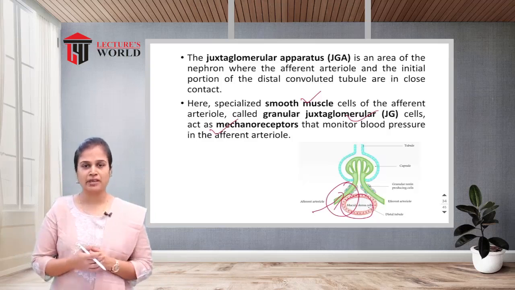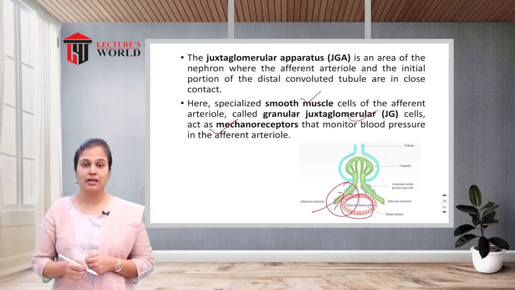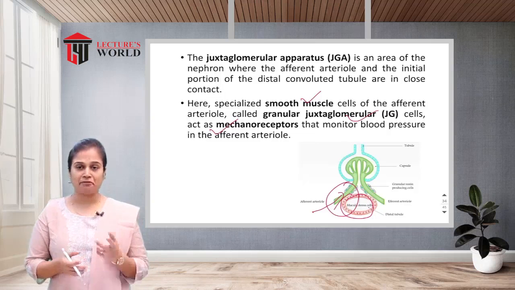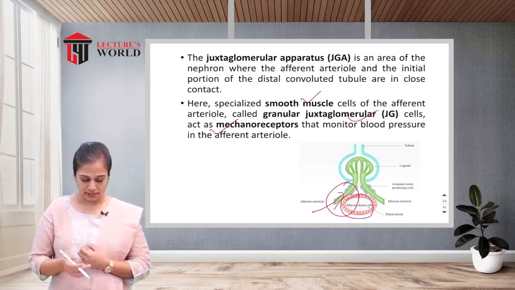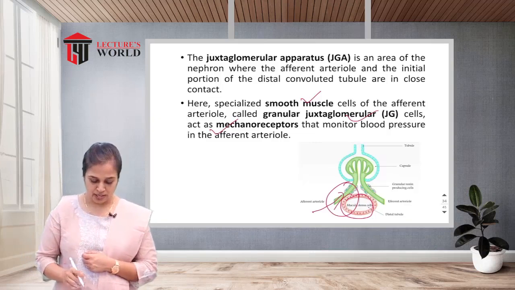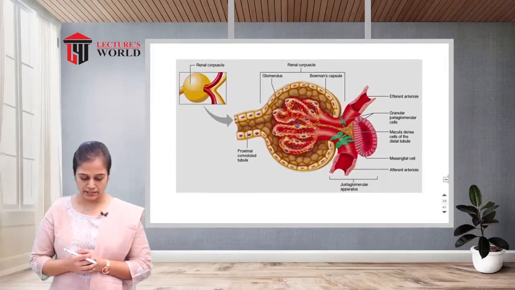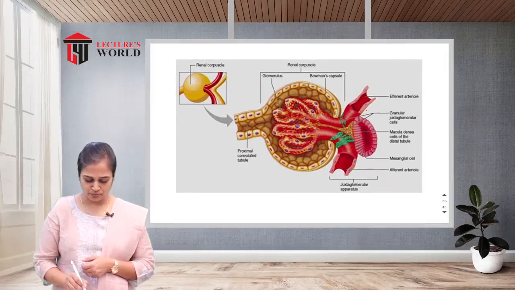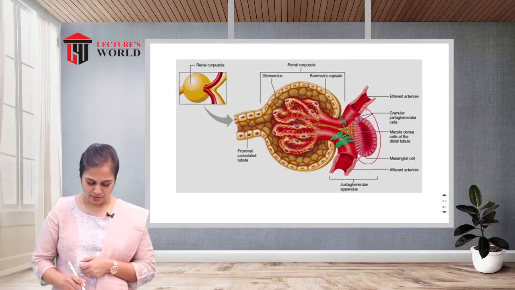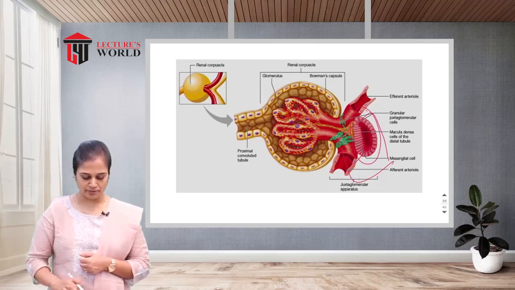So the juxtaglomerular apparatus is an area where the nephron and the efferent arteriole's initial portions meet together, and it makes the juxtaglomerular apparatus. In this image you can see very clearly this is the distal convoluted tubule and this is the efferent arteriole. This portion is called the juxtaglomerular apparatus.